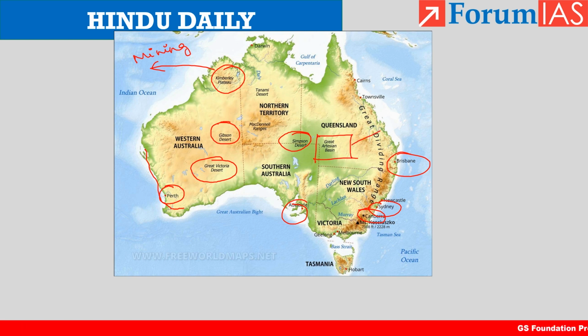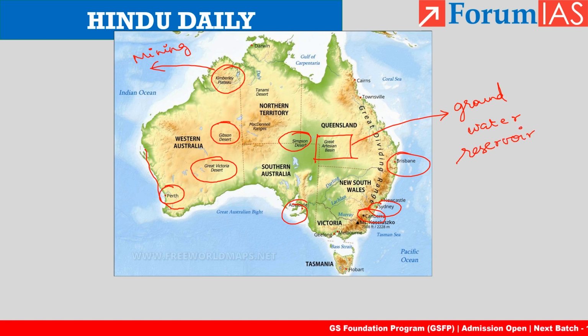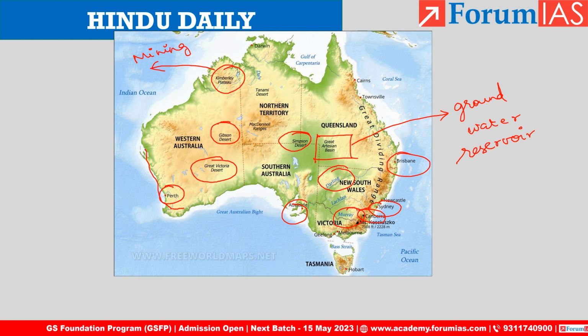So here there is a very big groundwater reservoir. So apart from that, we have the Murray-Darling River Basin. We have the Darling River and the Murray River. So Murray-Darling River Basin is also an important map point in Australia.